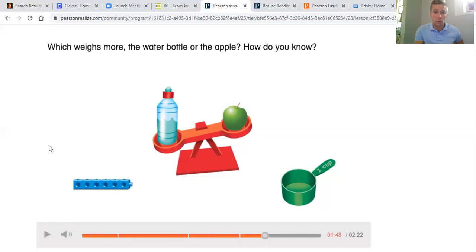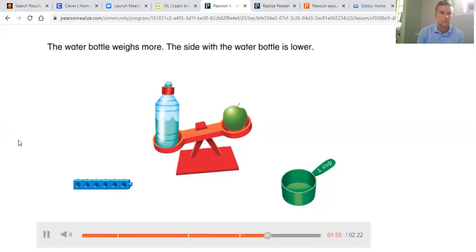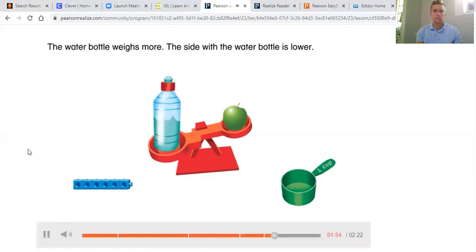And which one of these items on your screen is heavier? Is it the water bottle or the apple? Which one weighs more? Yell it out. Oh, if you said water bottle, you are right. Why is the water bottle heavier? How do you know? Because it's down lower on our scale. The one that is lower means it's heavier because it's pushing down. The water bottle weighs more. The side with the water bottle is lower.